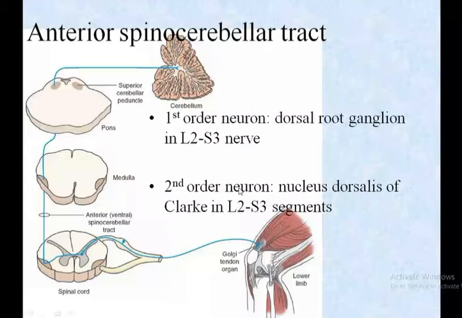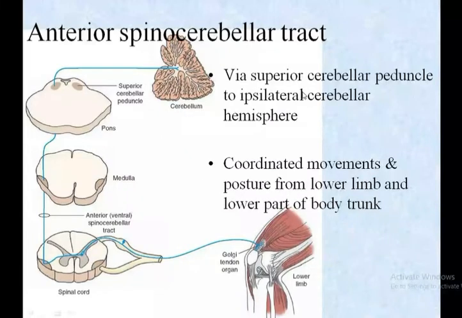Another thing is that this spinocerebellar tract carries sensation from the Golgi tendon organ or stretch receptor. The peripheral process of the dorsal root ganglion carries the sensation from the Golgi tendon organ of the lower limb, let's say the left lower limb. Then the central process is related to the second order neuron, which is present within the base of the dorsal horn of the spinal cord. This is the nucleus dorsalis, or Clark's column.